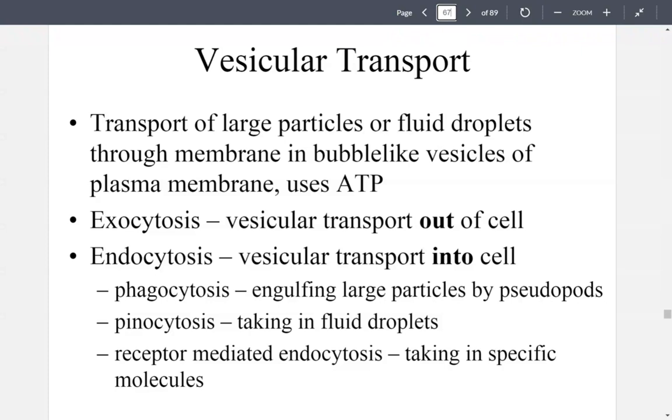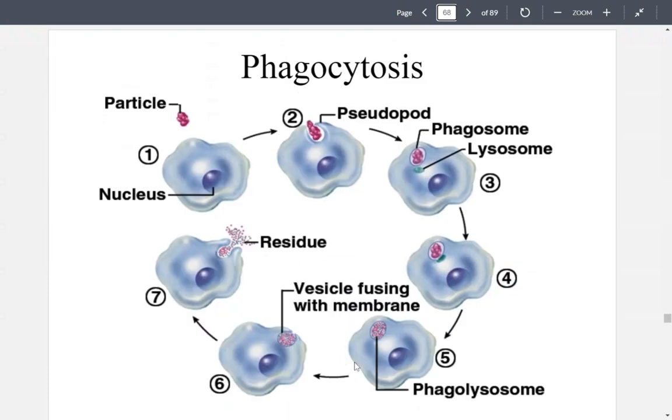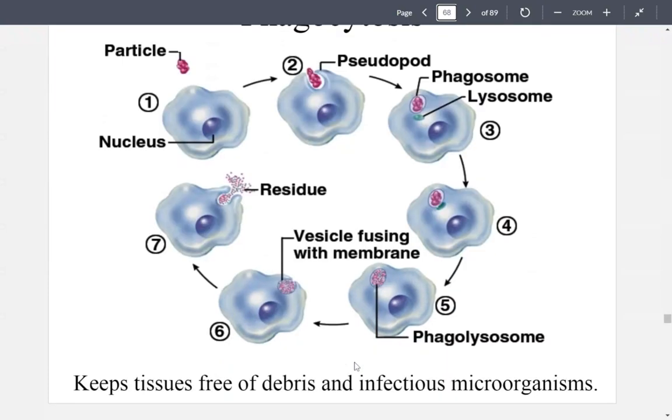And then we have receptor-mediated endocytosis. Receptor-mediated endocytosis is going to be when a specific molecule binds with a receptor on the outside of the cell. The binding of that receptor will cause the membrane to engulf whatever is around that receptor, drawing it into the cell. This would be an example of phagocytosis.